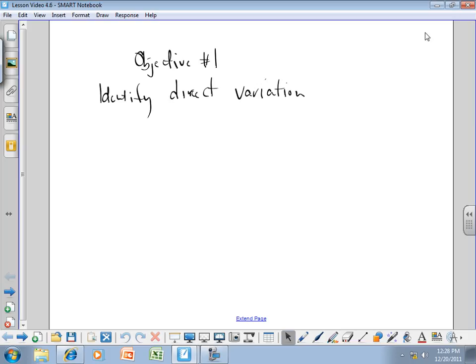What we're going to talk about with direct variation is that when things vary directly, it really means that they're proportional, okay? Which means that if you increase one, then the other will be increased in a proportional amount, okay?